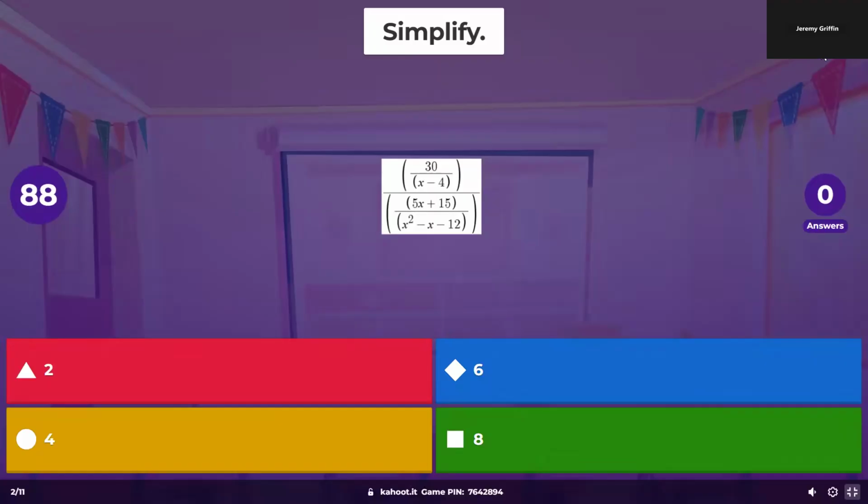Simplify that. Okay, so that one says 30 divided by x minus 4. So 30 divided by x minus 4, and that's all divided by 5x plus 15, divided by x squared minus x minus 12. Wait, so if it adds up to negative 1 and multiplies to negative 12.